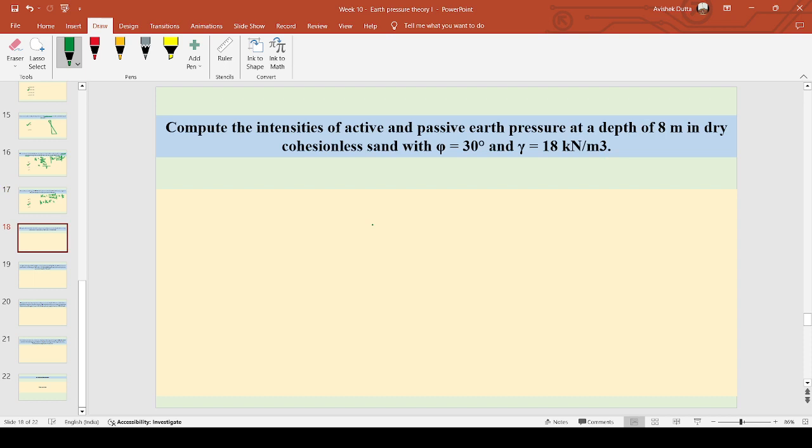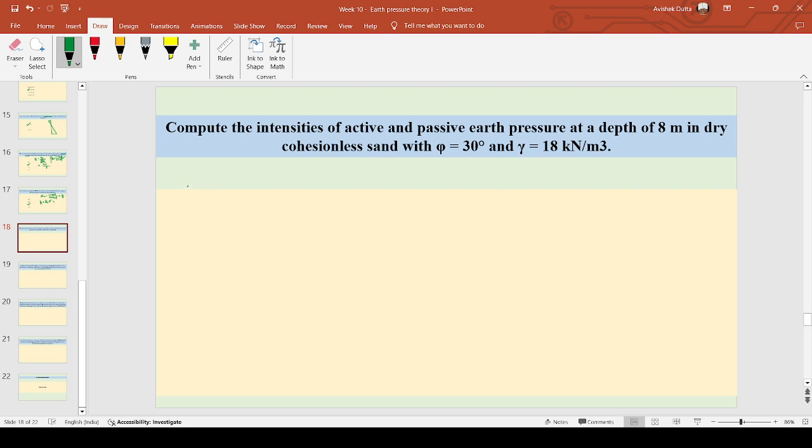Compute the intensities of active and passive earth pressure at a depth of 8 meter in dry cohesionless sand with phi equals 30 degree and gamma equals 18 kilonewton per meter cube. Has anyone solved it? Yes, sir. What is the answer of active and passive earth pressures? Active is 48 kilopascal. And passive pressure? 432 kilopascal, 9 times. Yes, very good.